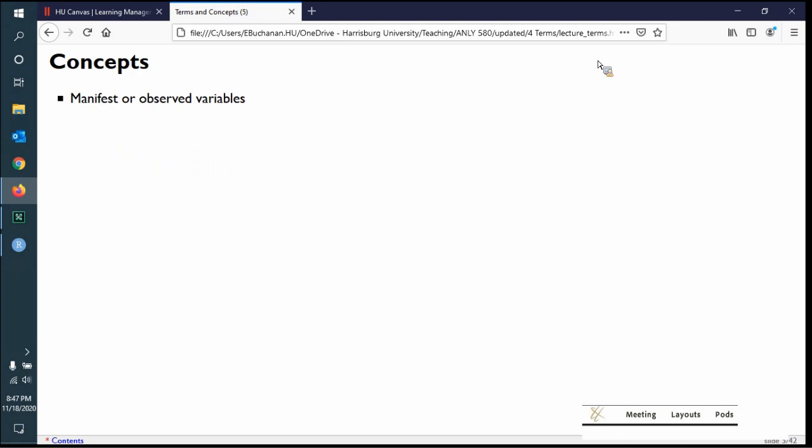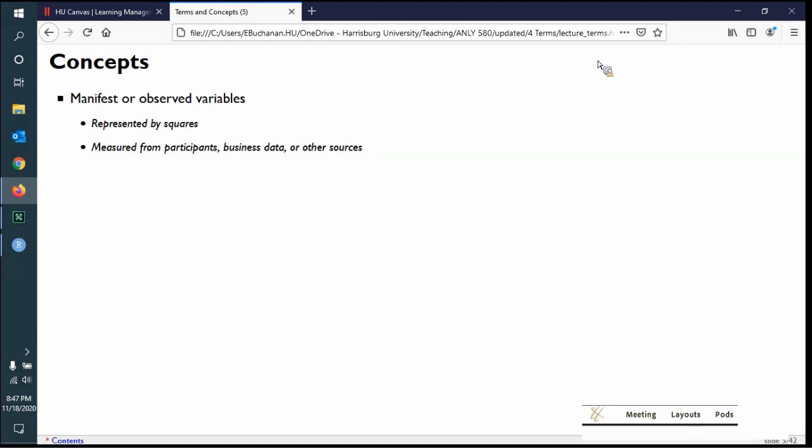Contrast that with manifest, measured, or observed variables. Unfortunately, I'm going to use these terms interchangeably because we can't always pick one and stick with it. But manifest, measured, observed, all the same thing in our scenario. And those are represented by squares on our SEM diagrams. These are measured from participants. They might be your business data. They might be other sources.